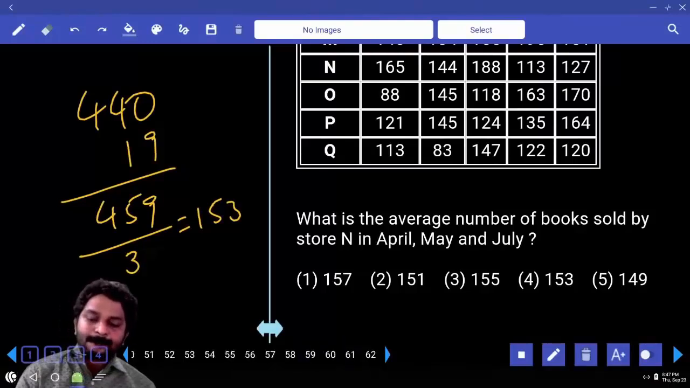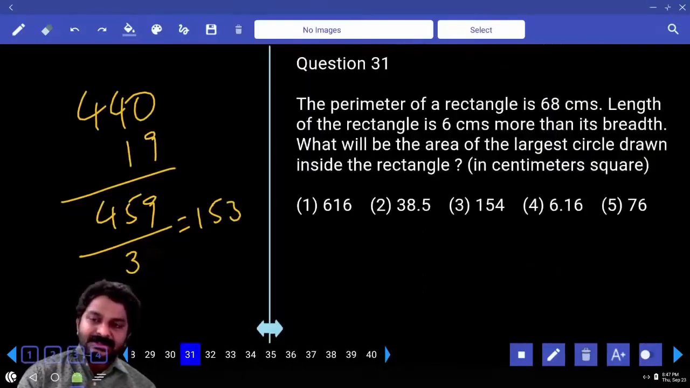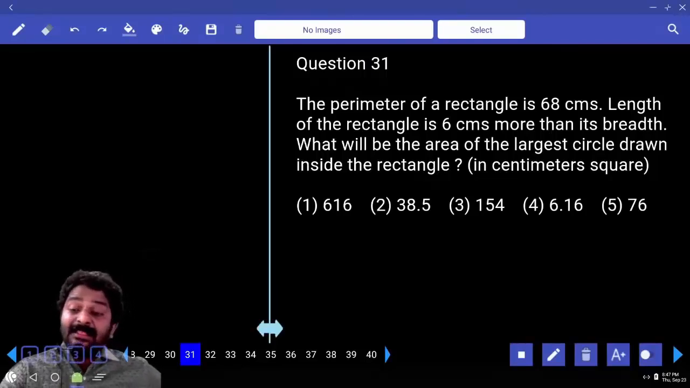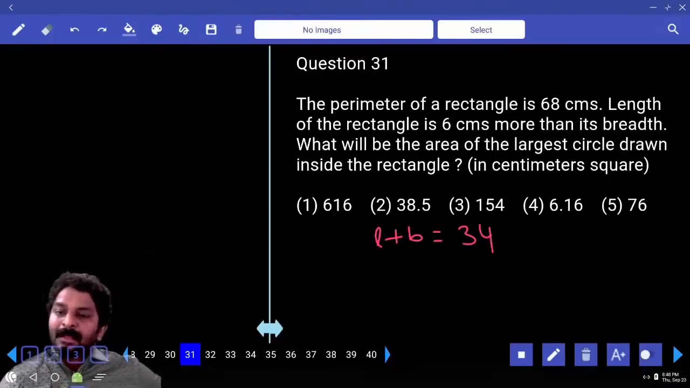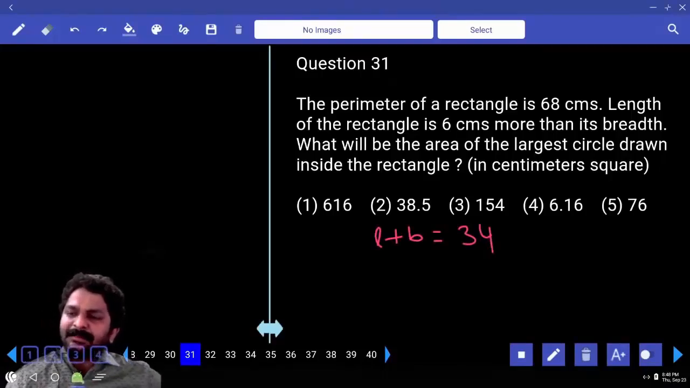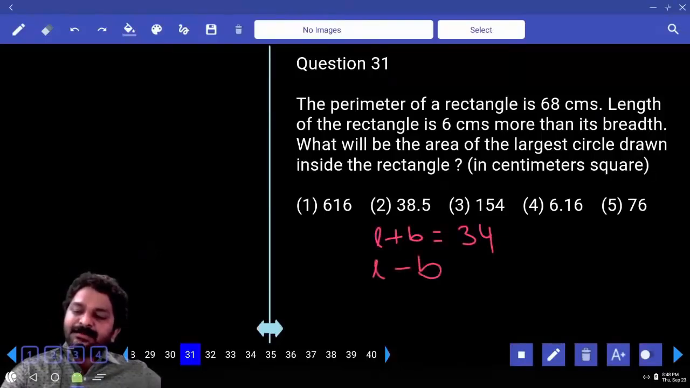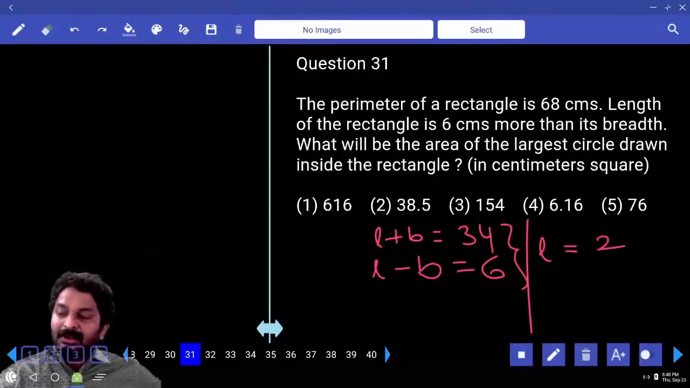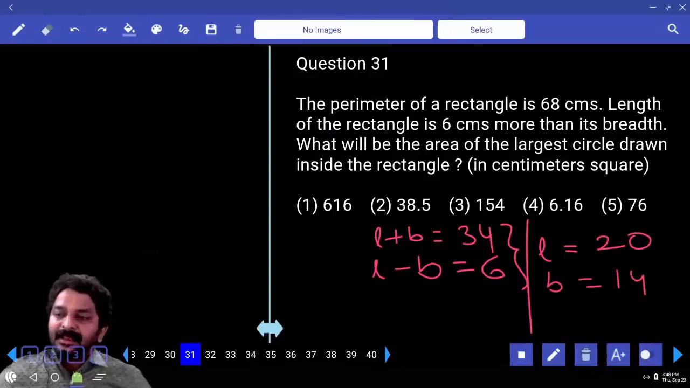Are you done? Now arithmetic questions. The perimeter of the rectangle is 68. 2 times of L plus B is 68. Then L plus B is equal to 34. And length of the rectangle is 6 centimeters more than the breadth. That means L minus B is equal to 6 only. When you have sum and difference for two numbers, how do you get the largest value? Sum divided by 2. Sum of these two numbers 40 by 2, 20. Then breadth is equal to 14. You know that difference is 6, right?